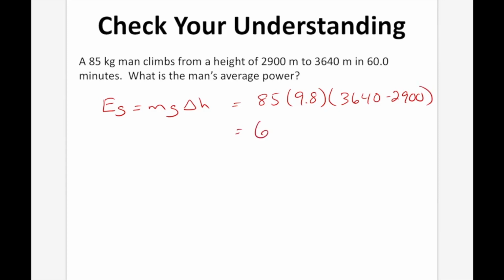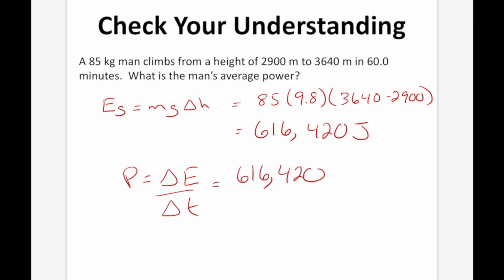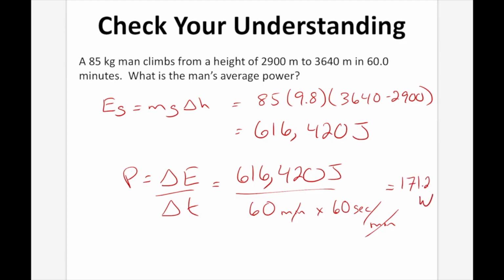And that equals 616,420 joules. But we're looking for the power. Power is going to equal change in E over change in time, and the time needs to be in seconds. So 616,420 joules divided by 60 minutes, and there's 60 seconds per minute. So minutes cross off, and we get an answer of 171.2 watts. We need 2 sig digs in our answer, so our final answer becomes 1.7 times 10 to the 2 watts.